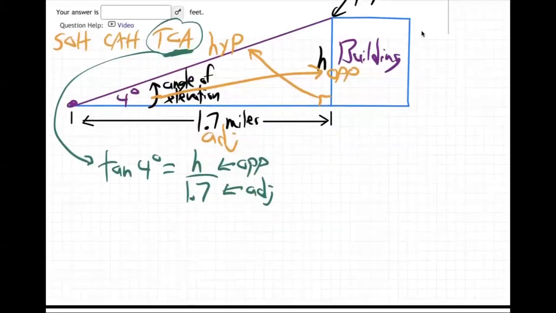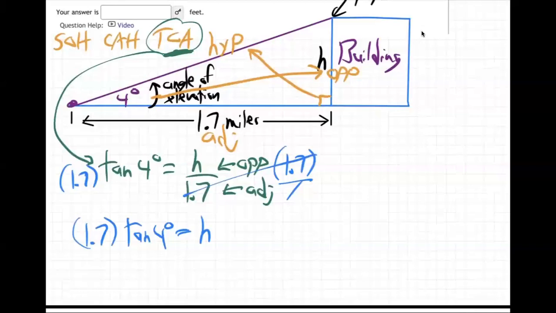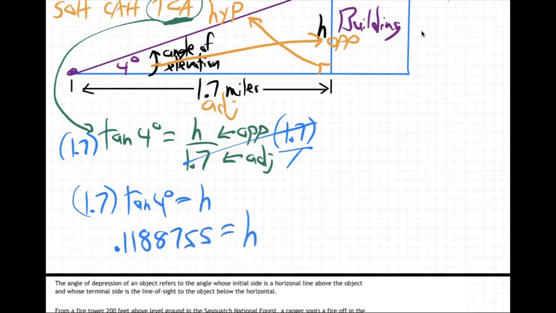So now we need to solve that for h. How do we do it? Whenever we have a denominator, we multiply both sides by that denominator over 1. So it cross cancels, and we get 1.7 times tangent of 4 degrees equals h. So hit the buttons on your calculator. Now that's going to be in miles, but we'll get that first. 1.7 times tangent of 4 degrees. Make sure you're in degree mode. Check your calculator. I'm getting 0.118875 is h. But again, that's miles.